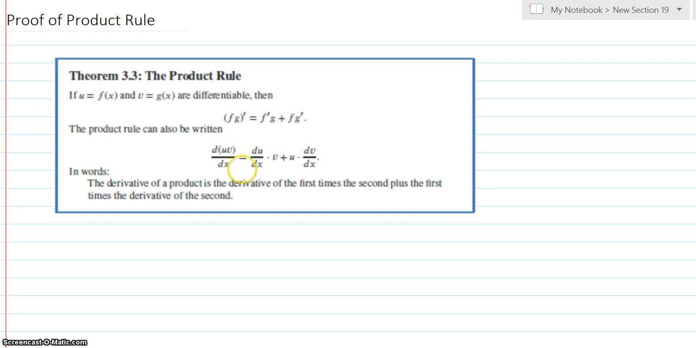A common mistake is to think the derivative of a product of functions is just the derivative of the first times the derivative of the second. And you can see it is just not that. And we're going to prove that in a minute.